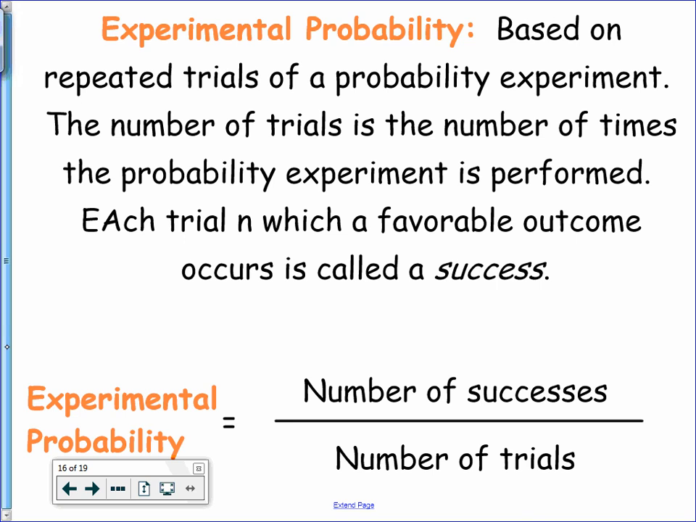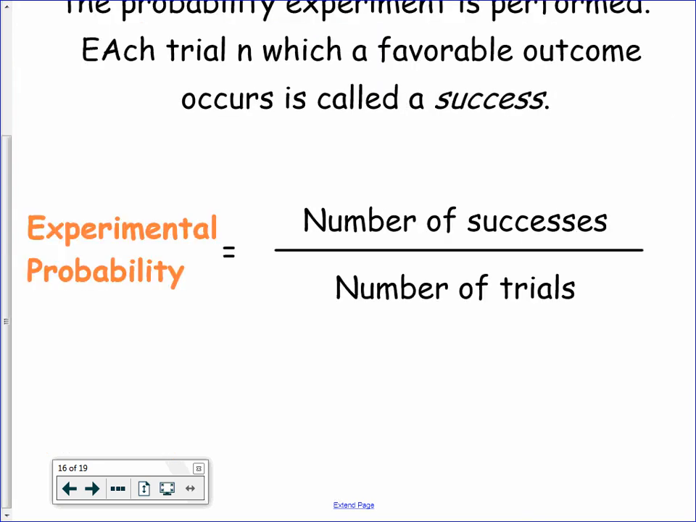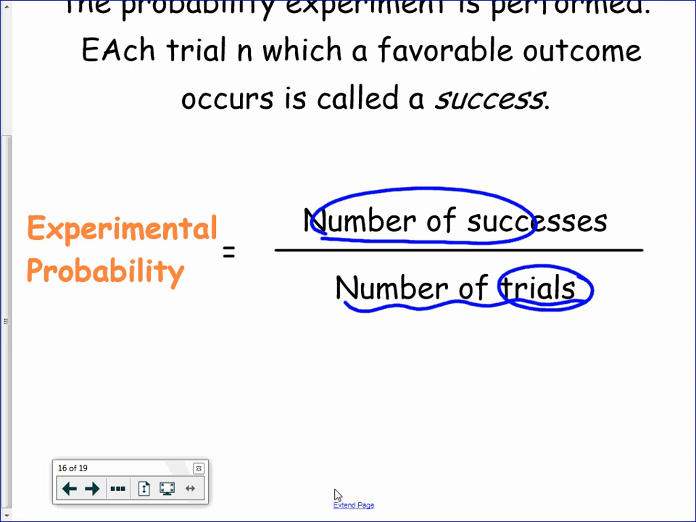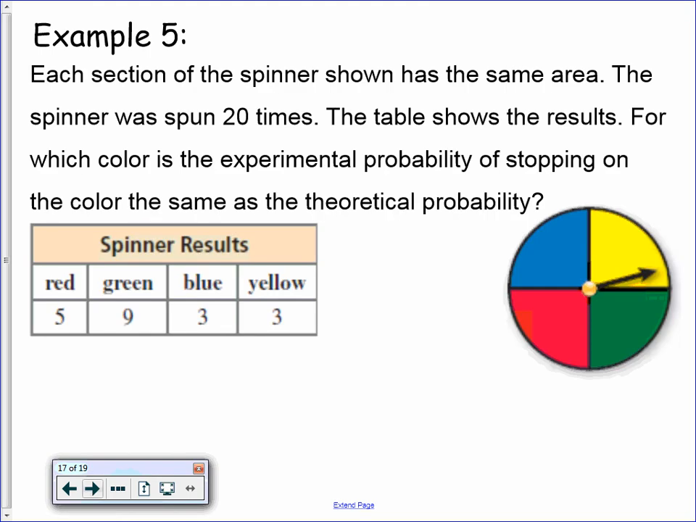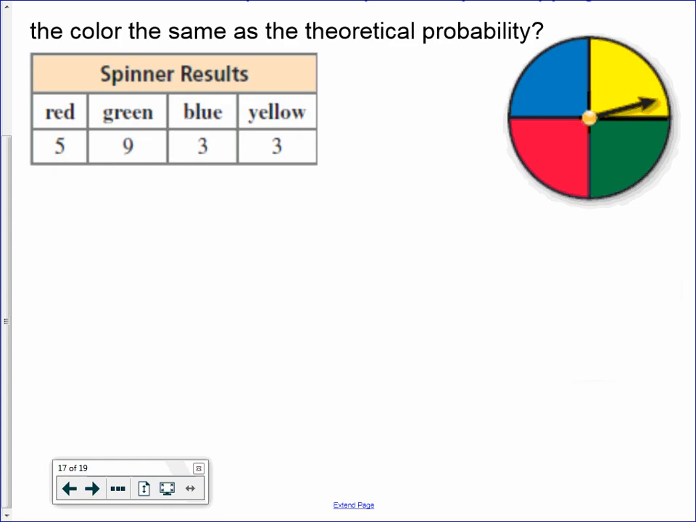I just want to go back here really quick. Theoretical is the same as experimental in the fact that you still have a total here, but this is the total number of trials, and this is the number of times that it has happened, okay? So same in the fact that you're still taking a total here. So first of all, let's talk about the theoretical.